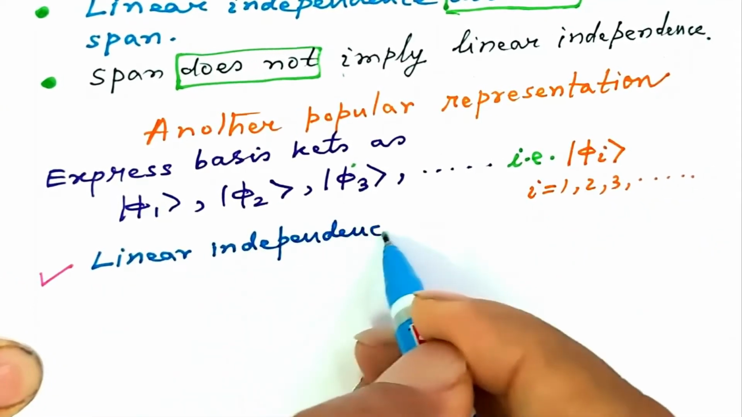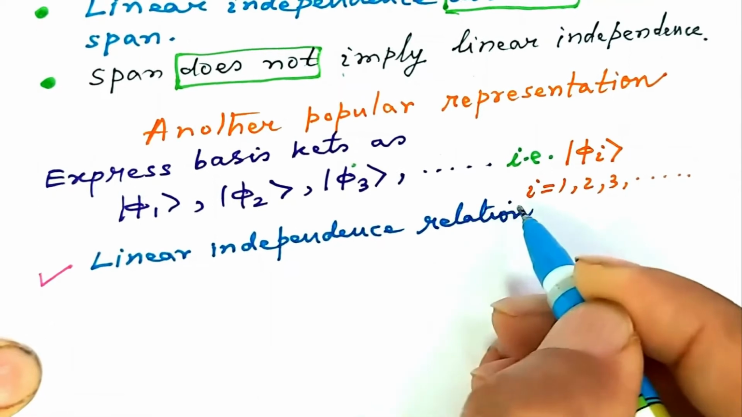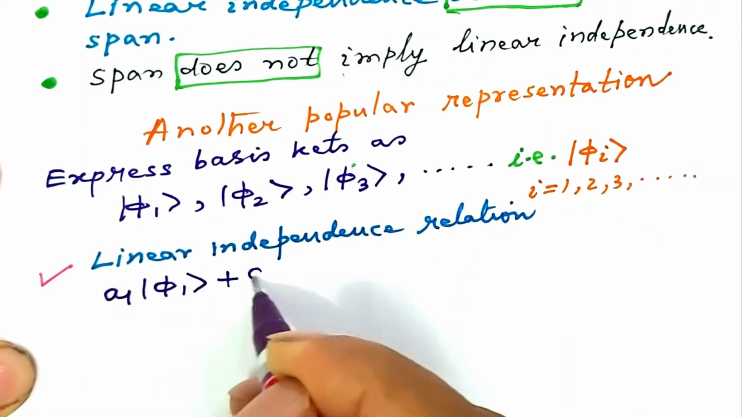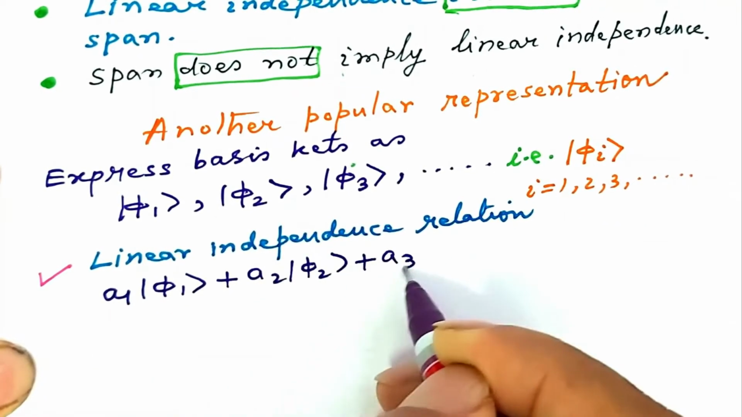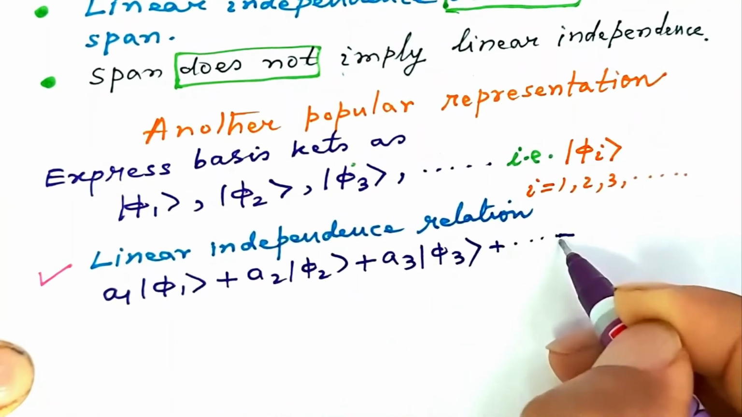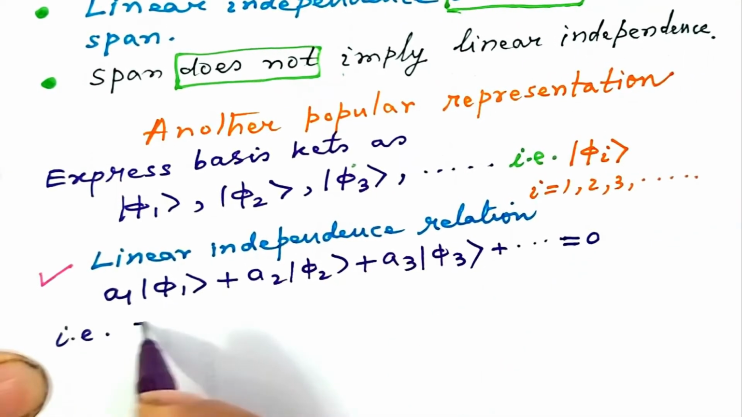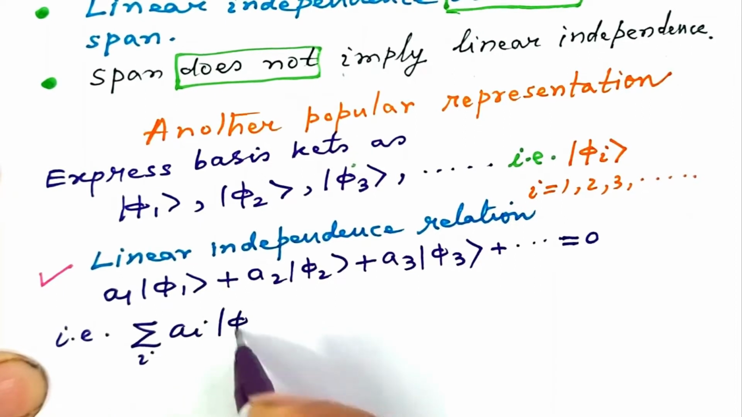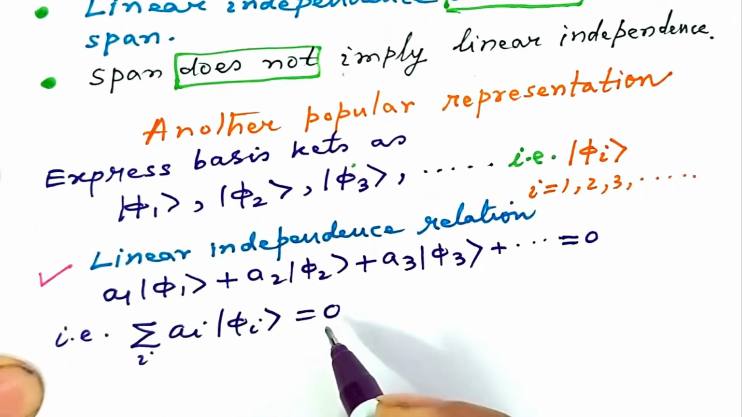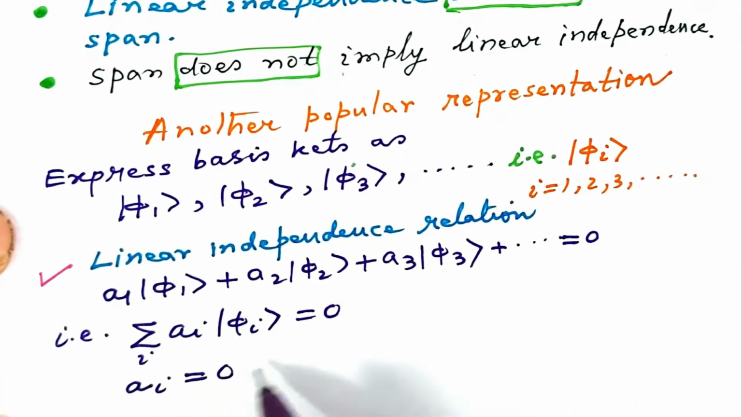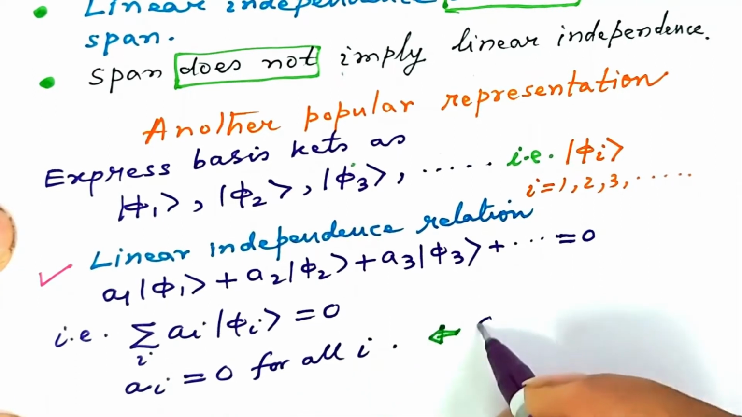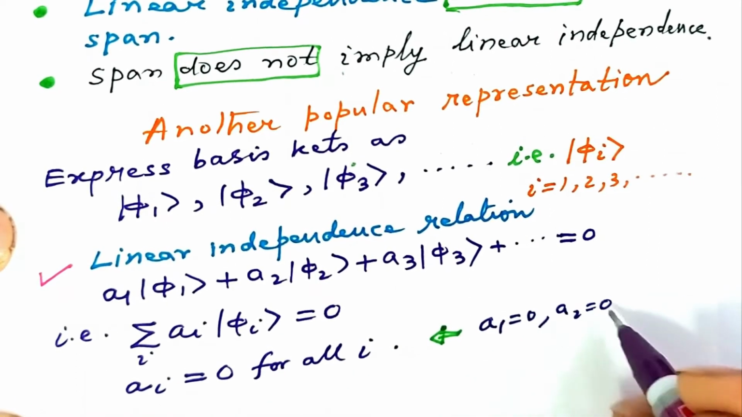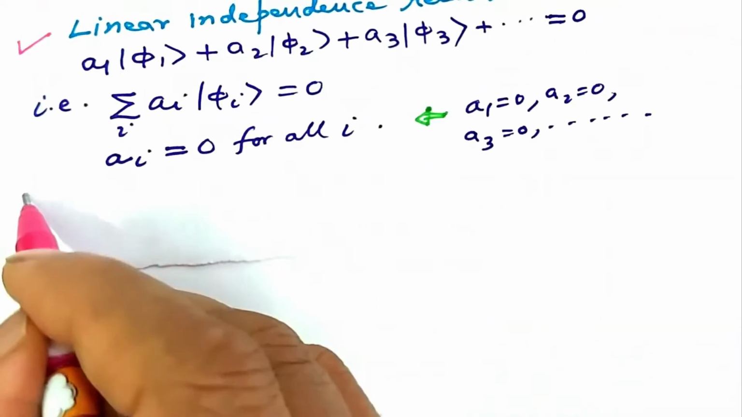Linear independence relation can be written as a1 ket phi 1 plus a2 ket phi 2 plus a3 ket phi 3 plus etc. equal to 0. That is summation over i ai ket phi i equal to 0, and this holds for ai equal to 0 for all i. That is a1 equal to 0, a2 equal to 0, a3 equal to 0, etc.